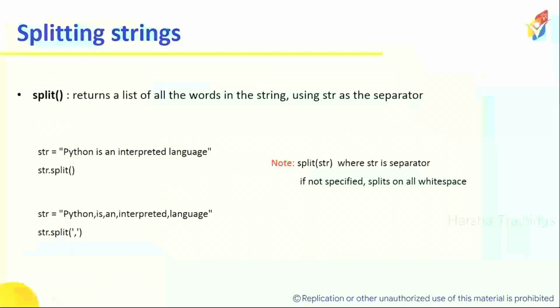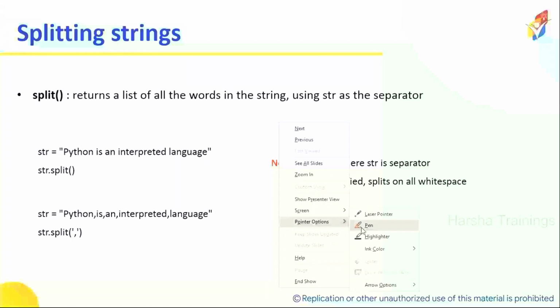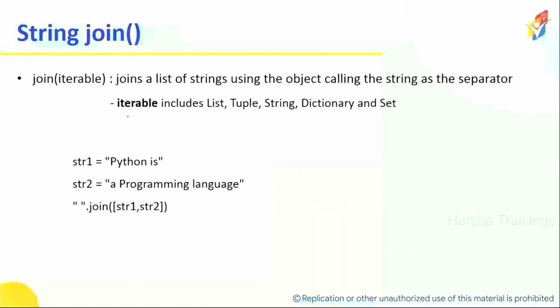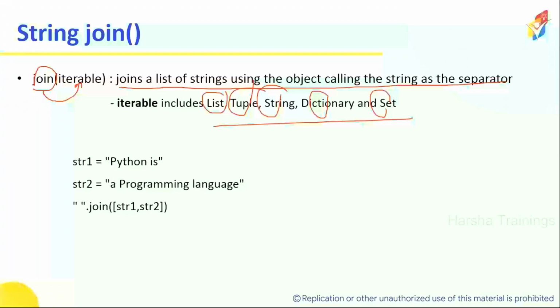Now let us go for the opposite of the split function, called join. If I want to join two or more strings, the join operation has an argument called iterable. What can be called iterable in Python? It is going to join a list of strings using the calling string as separator. What is the meaning of iterable? List is an iterable, tuple is an iterable, string is an iterable, dictionary is an iterable, set is an iterable. All these are called data structures of Python.